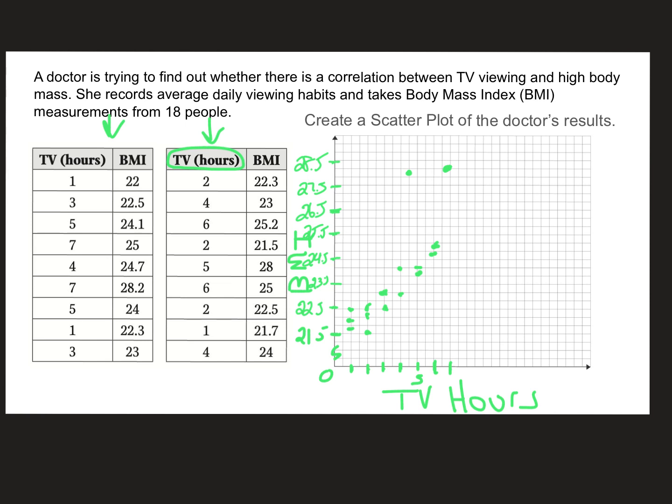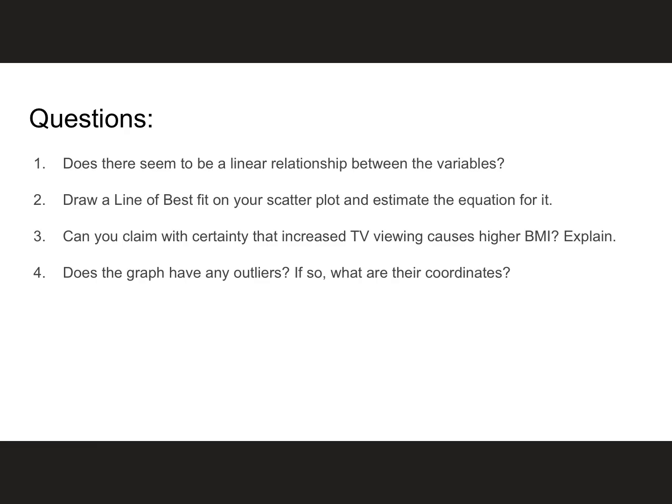We're going to use this scatter plot to answer the questions on the next slide. Does there seem to be a linear relationship between the variables? So look at your graph. I think so. It looks like it's increasing. So yes. So draw a line of best fit on your scatter plot and estimate the equation for it. Okay, so we're going to come back to this in just a minute.